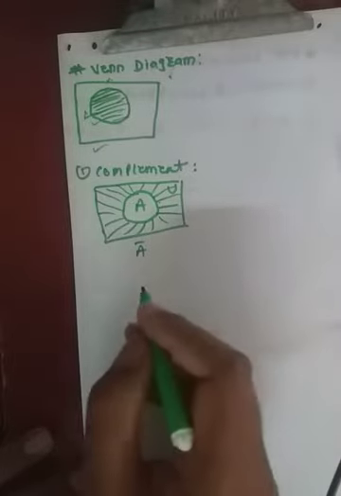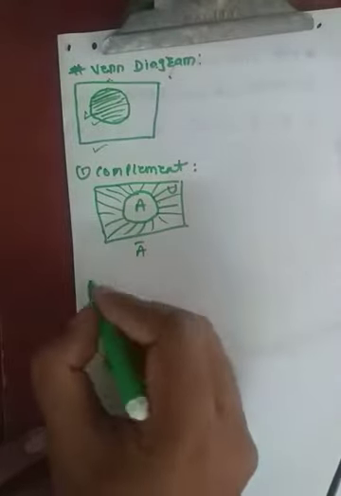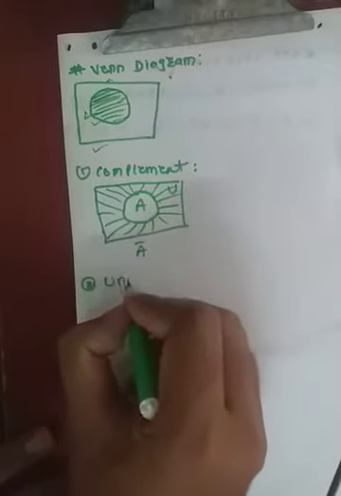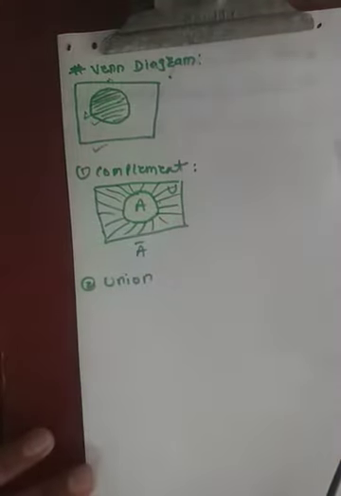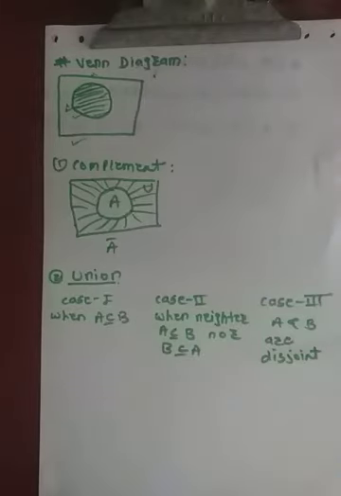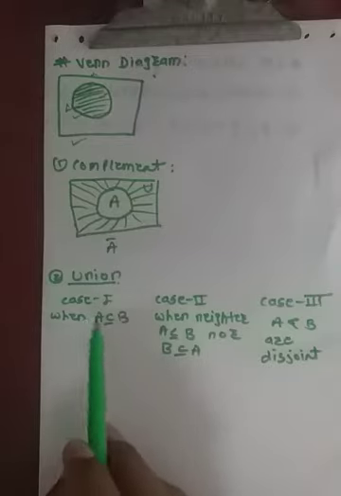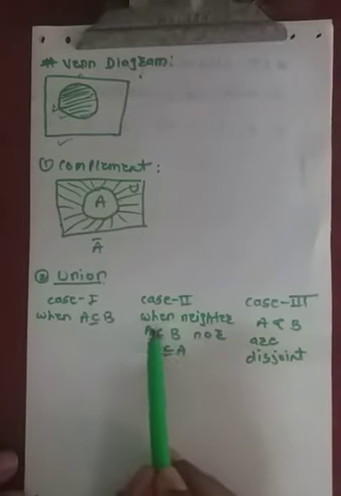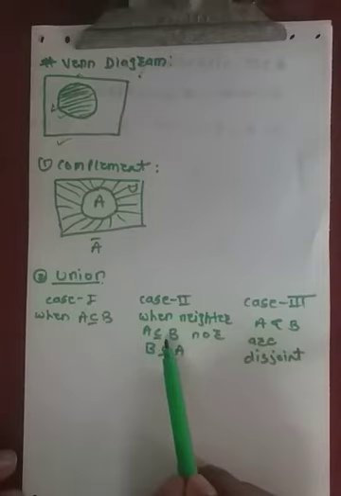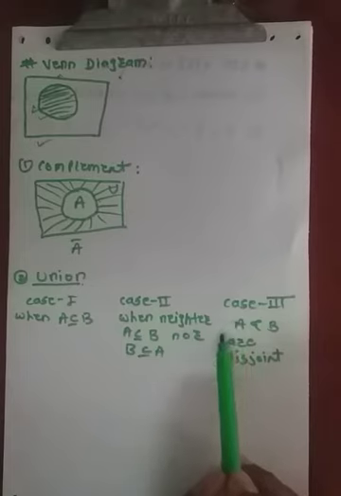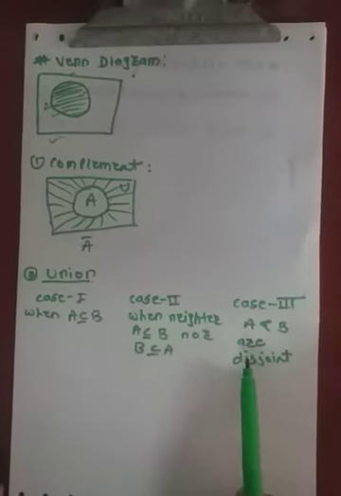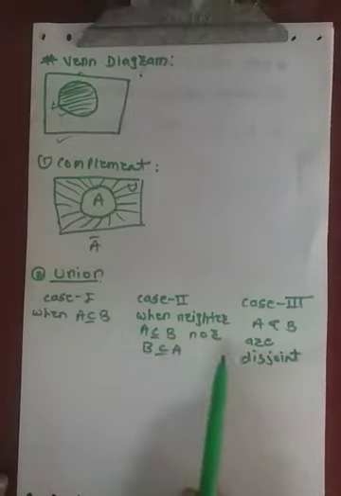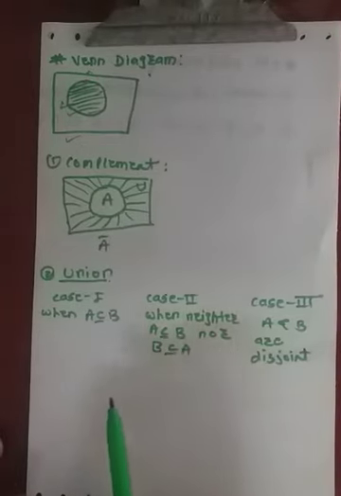Then another operation, that is consider union operation. To perform a union operation by using Venn diagram, we have to consider three cases. First one is when A is subset of B. Second one, when neither A is subset of B nor B is subset of A. And third case is A and B are disjoint. So we have to consider these three cases while drawing the Venn diagram.